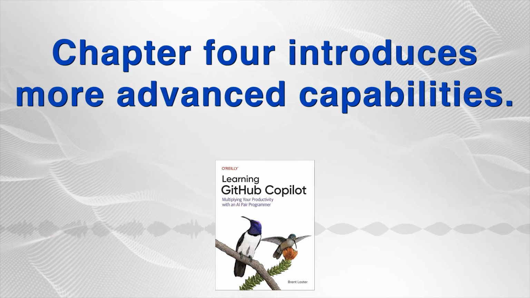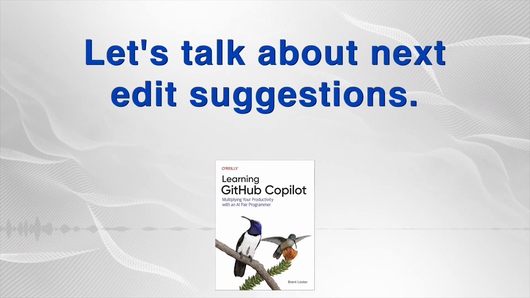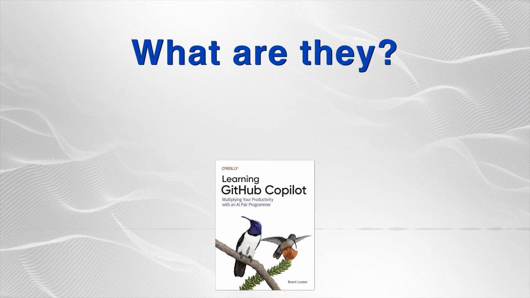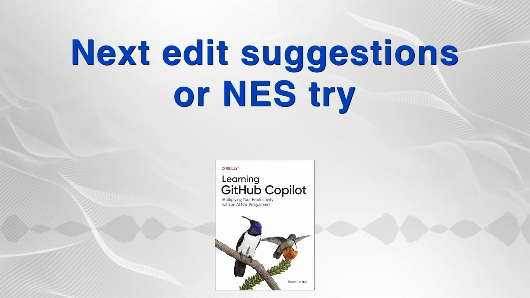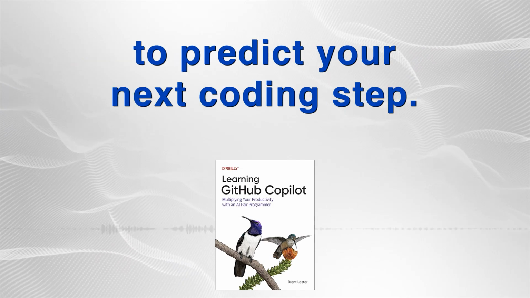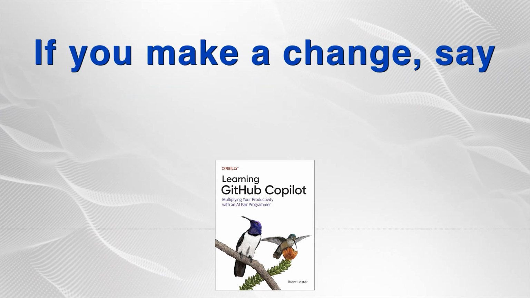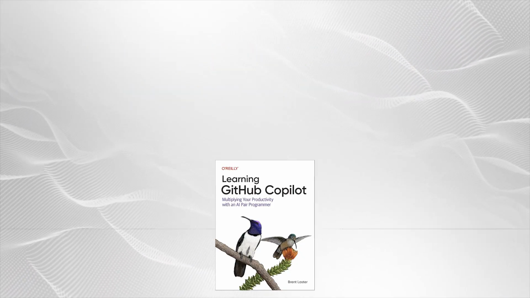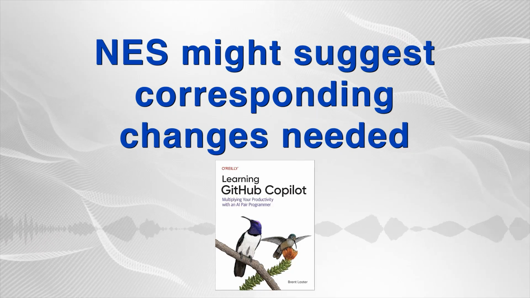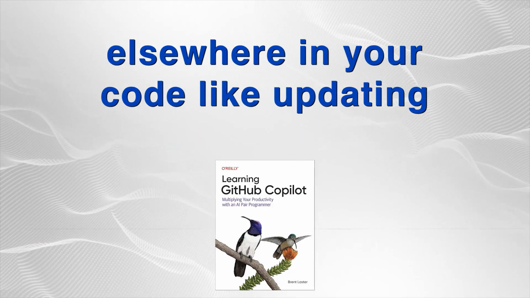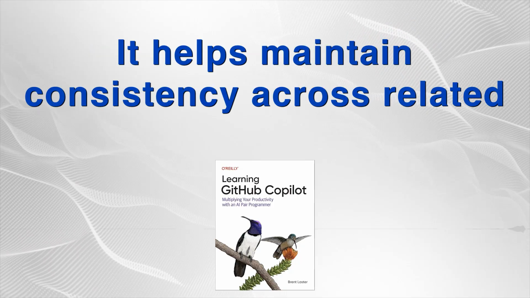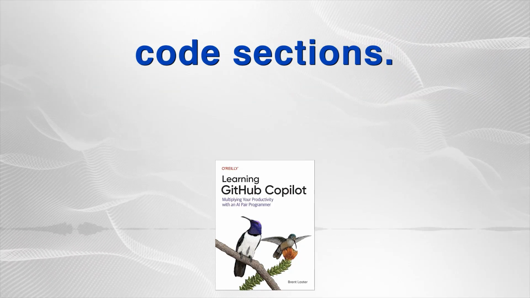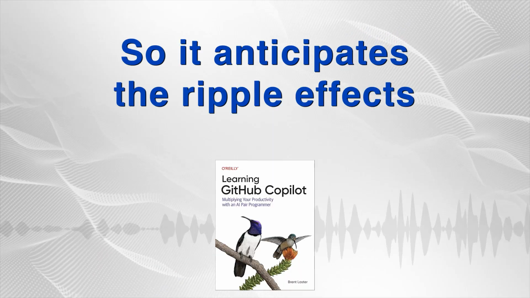Chapter 4 introduces more advanced capabilities. Let's talk about next edit suggestions. What are they? Next edit suggestions, or NES, try to predict your next coding step. If you make a change, say, modify a function signature in one place, NES might suggest corresponding changes needed elsewhere in your code, like updating calls to that function. It helps maintain consistency across related code sections. So it anticipates the ripple effects of a change.